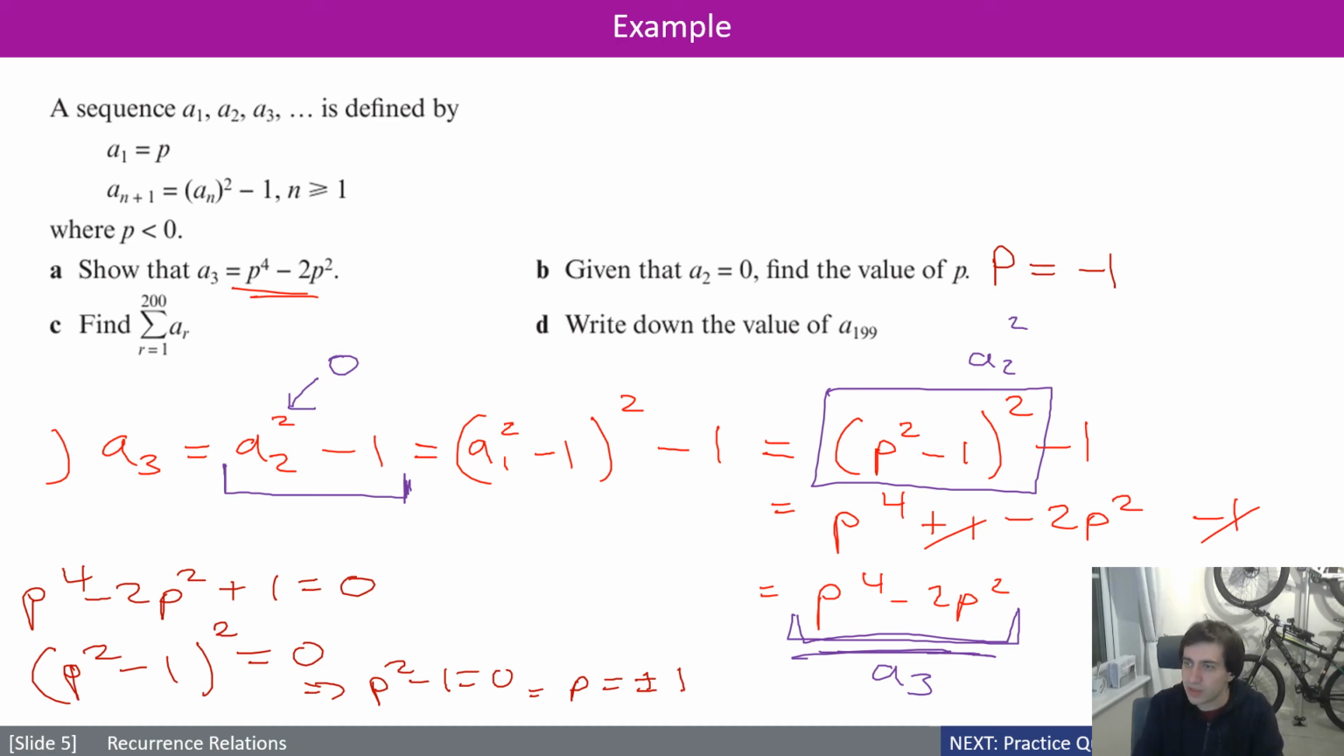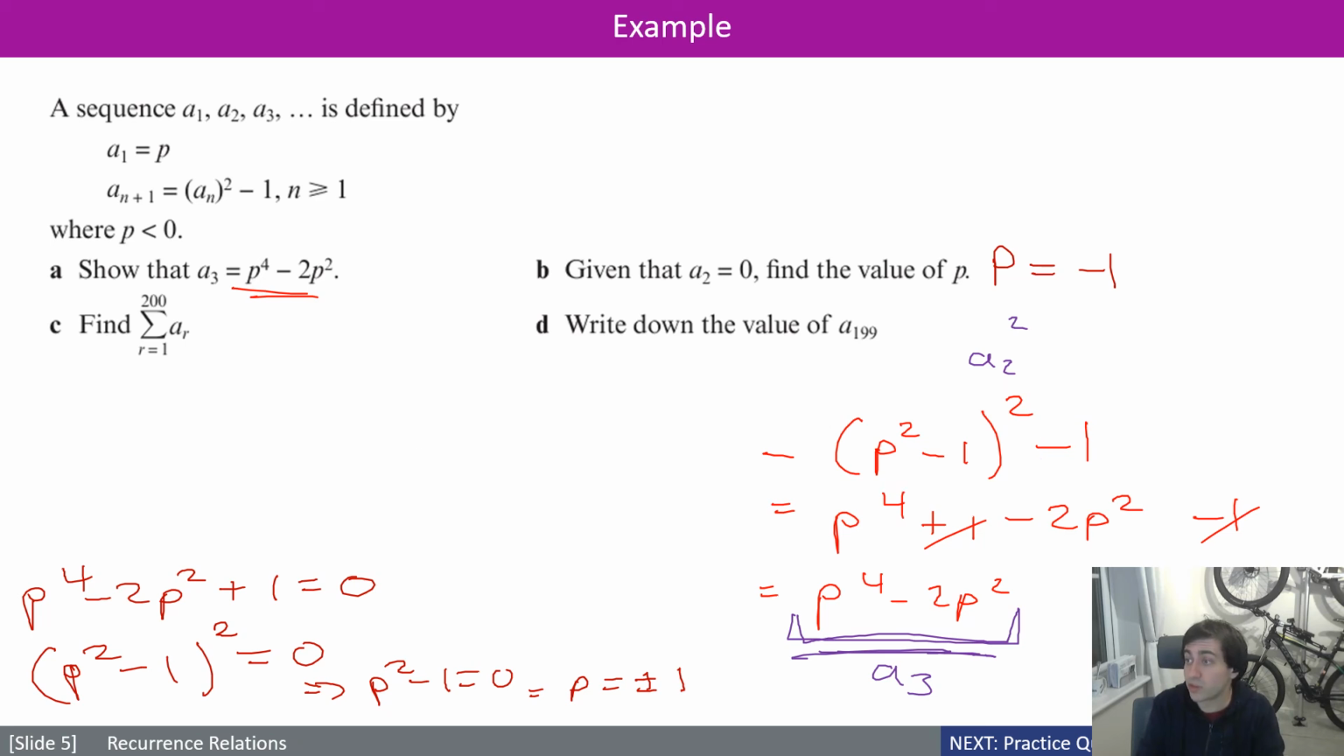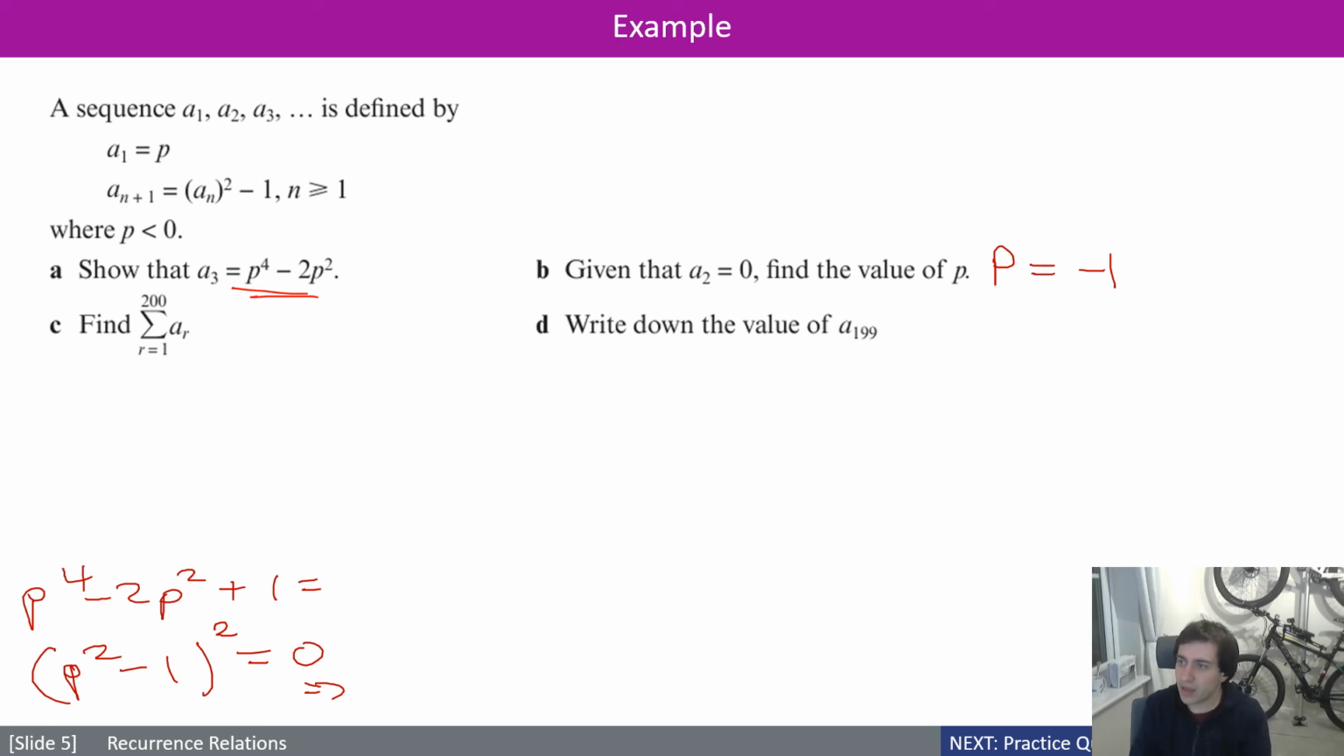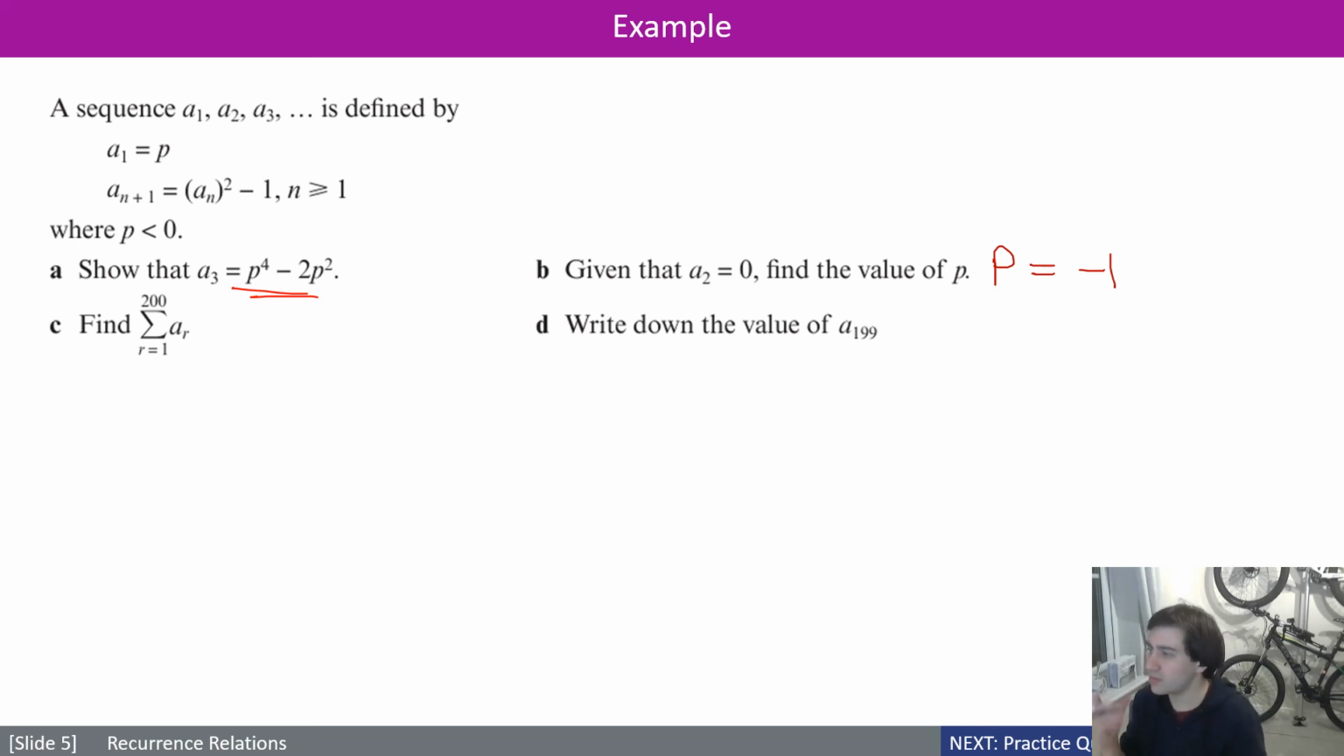Right, so then part C. We're going to find the sum of the first 200 values, effectively from 1 to 200, of this sequence. So perhaps, let's see, what's the best thing to do here? I think, remember, when in doubt, always just work out the first few terms of the sequence, see what you get, and see if you can recognize it as something meaningful. So let's just do the first few values of the sequence.